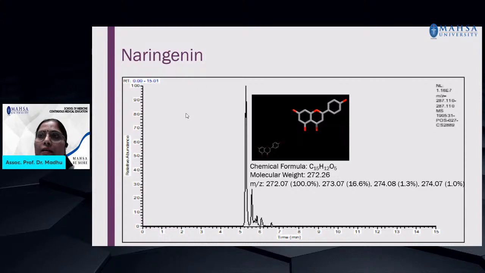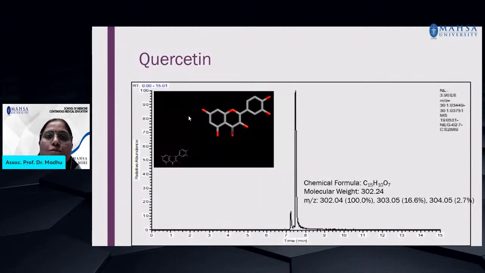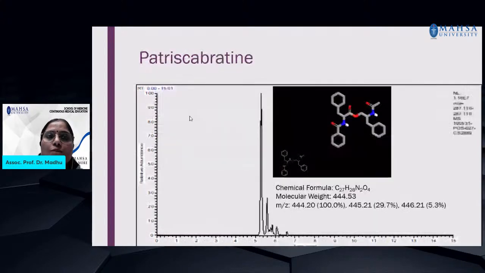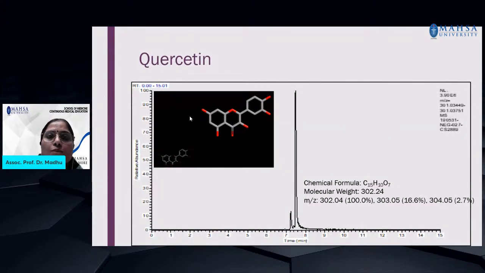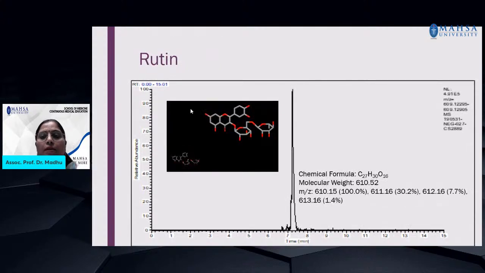and quercetin, eluted around 7.8, and the molecular weight is 302.24. Then rutin, the chemical formula is C27H30O16, and the molecular weight is 610.52.